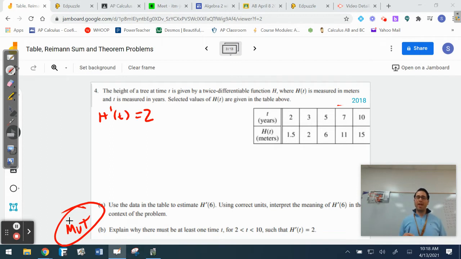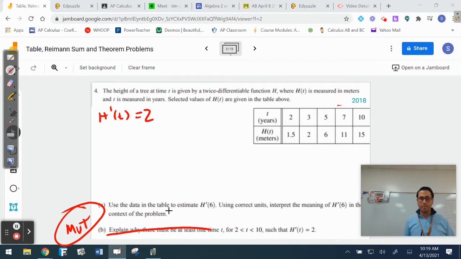Well, he said, whenever I do an MVT and whenever I explain this stuff, there are two things in the hypothesis that have to be true. Well, what are they? Do you remember? It's got to be continuous on the closed and differentiable on the open. Remember that? And you have to state this. This is the explain why there must be one. So you should write it down right now.